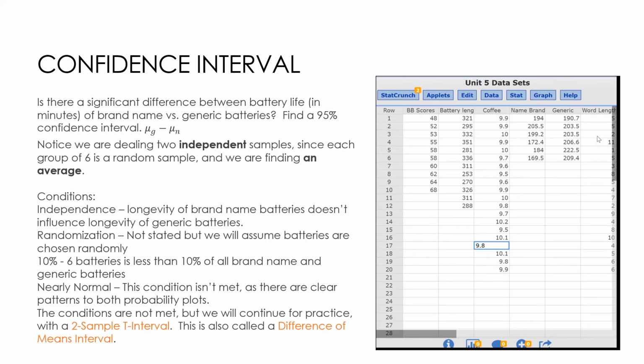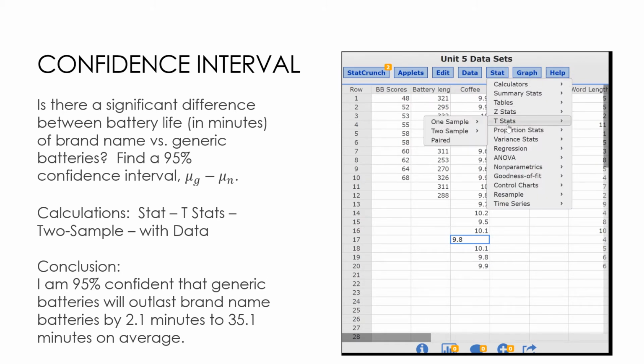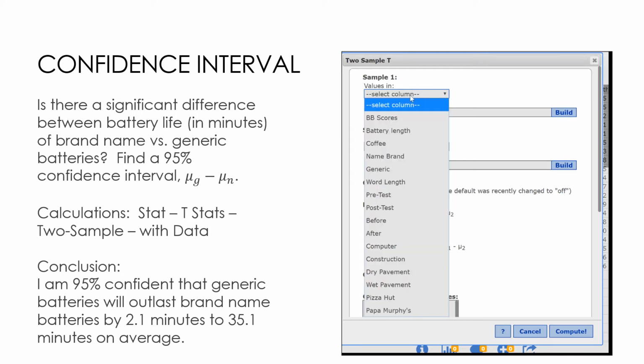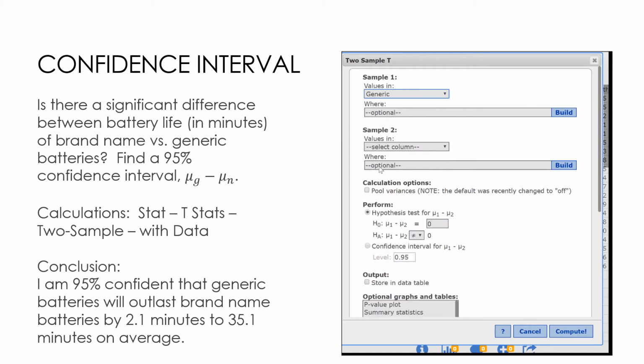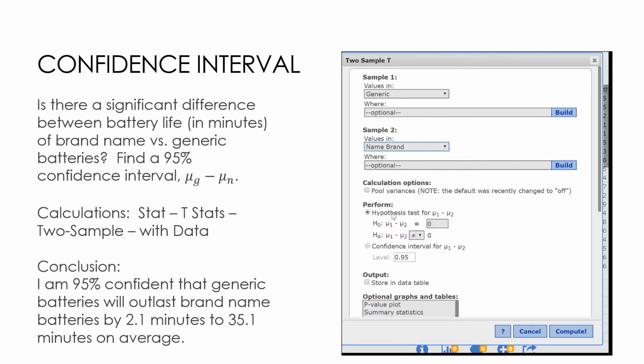So again, here we're finding a 95% interval. We already have these values here in our data set. So I'm going to go to stat, and this is t-stats because remember this was means, 2 different means, and I have 2 samples, and this is with data because the data is in my spreadsheet. I'm going to choose, because it tells me to, generic minus name brand.